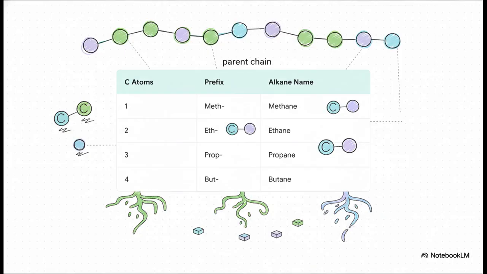The absolute foundation of this whole naming system is the number of carbons in the main chain. It's like the root of a word. You just have to learn a few prefixes. As you can see here, 1 carbon is meth, 2 is eth, 3 is prop, 4 is but, and it goes on from there. That prefix is the starting point for the molecule's official name.